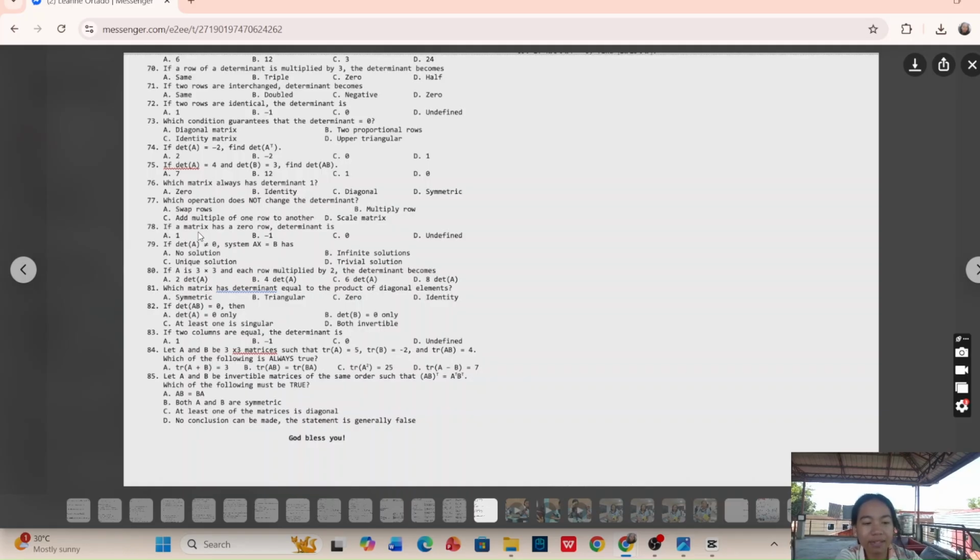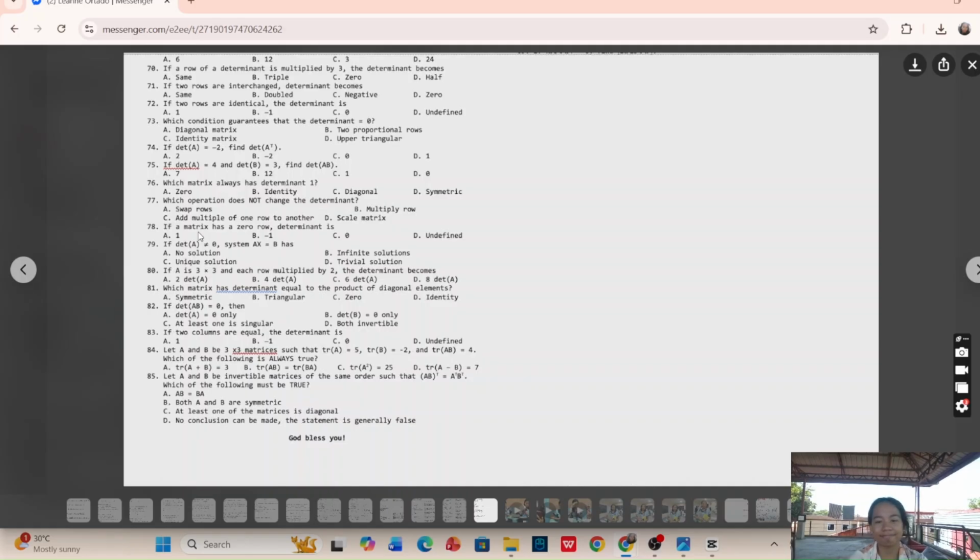Number 85, let A and B be invertible matrices of the same order such that transpose AB equals A transpose B transpose. Which of the following must be true? The correct answer for number 85 is letter D. No conclusion can be made. The statement is generally false.